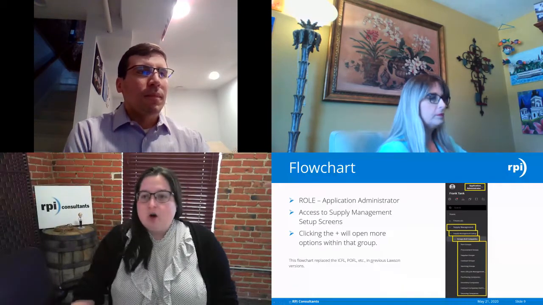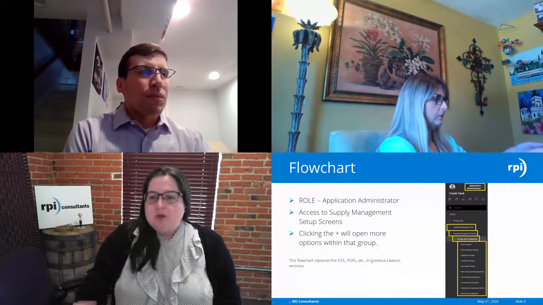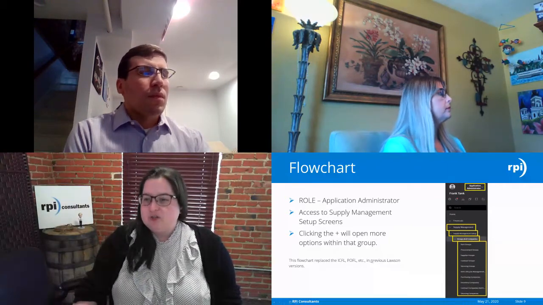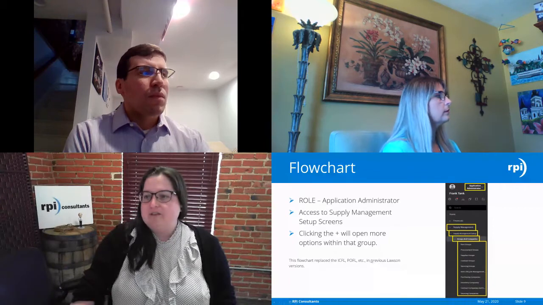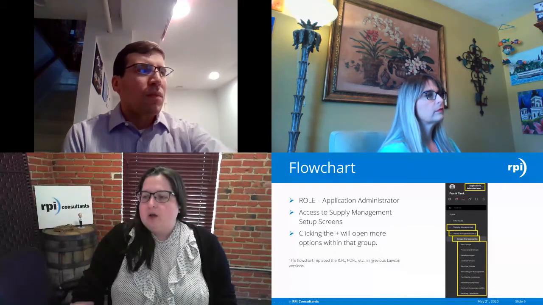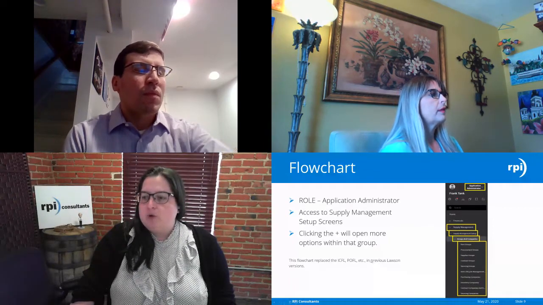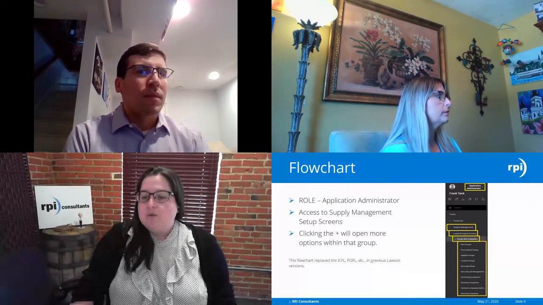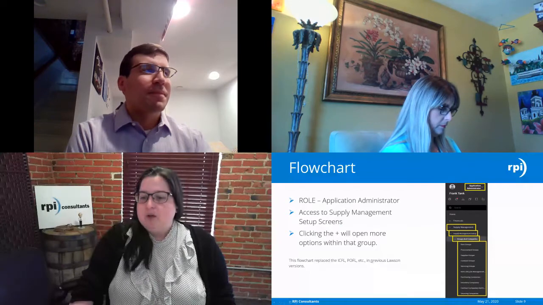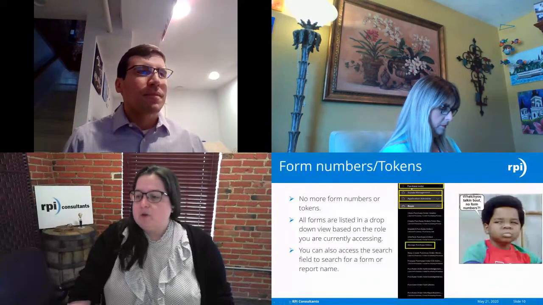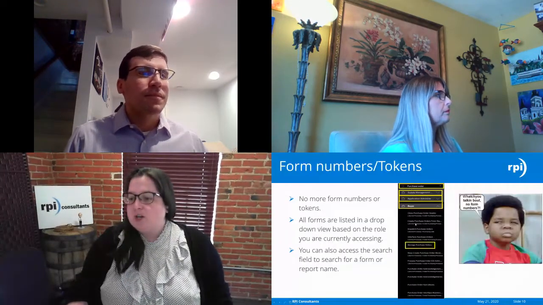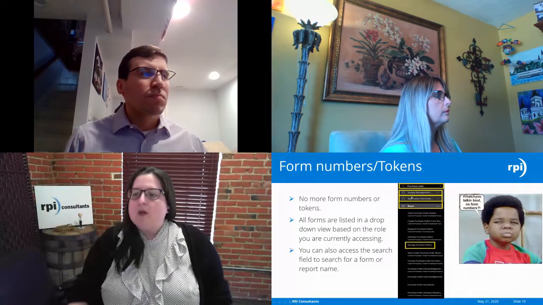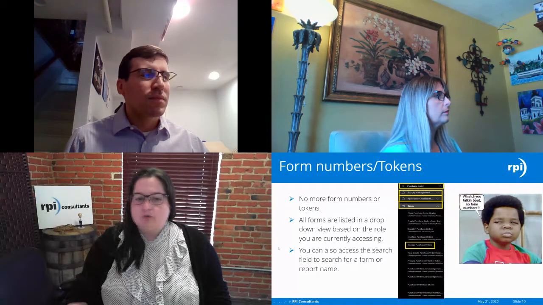So the next thing are form numbers and tokens are gone. So all forms are listed in a drop-down view, as I showed you before, based on the role you're currently accessing. So depending on what role you have, you'll have different access to forms. You can also use the search field at the top to search something. So if you want to find a purchase order, when you type it in, it will bring up everything that has purchase order in the form name, but it will be sorted based on your user role.